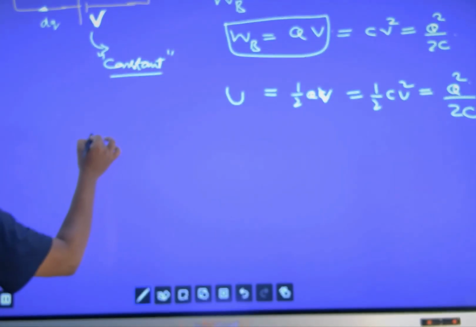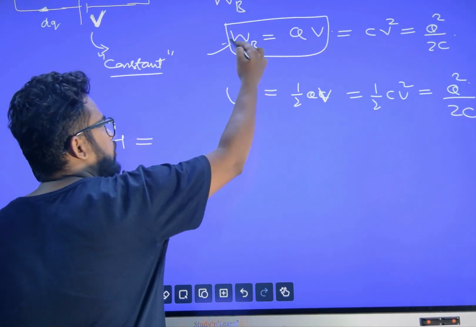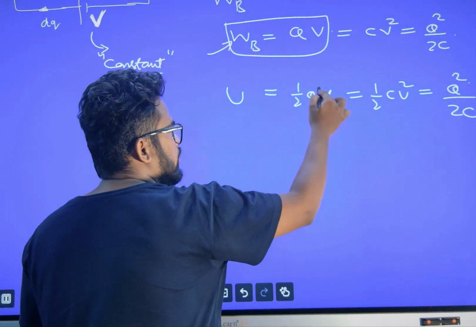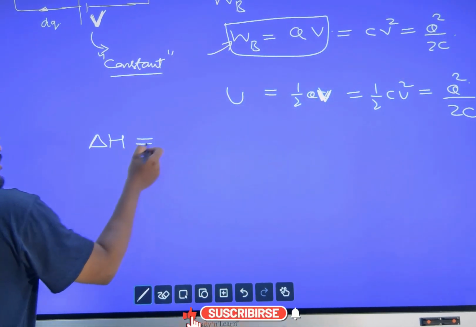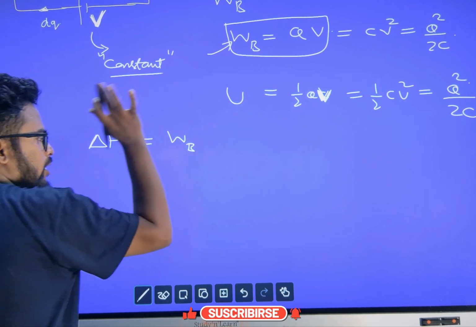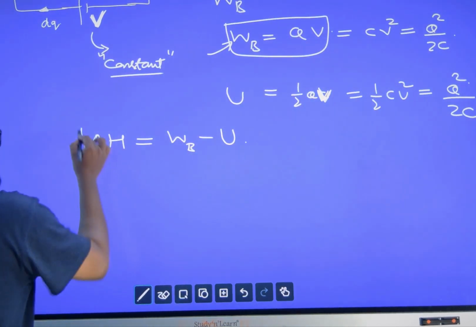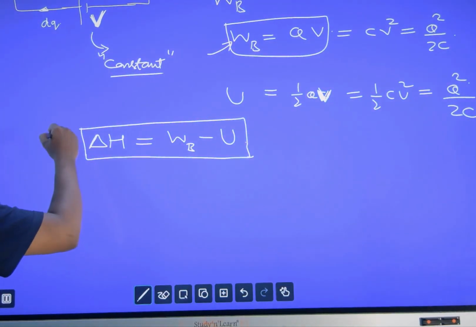If I talk about heat loss, delta H, you found out that the battery is doing how much work? Q into V, meaning that much energy it is supplying, but how much energy is stored on the capacitor? Half of that, QV. So there would be some heat loss, no? So heat loss would be given by energy supplied by the battery minus energy stored on the capacitor. So this formula would give you the heat dissipation through the wire. Got it?